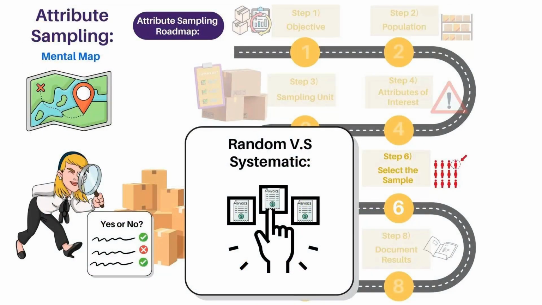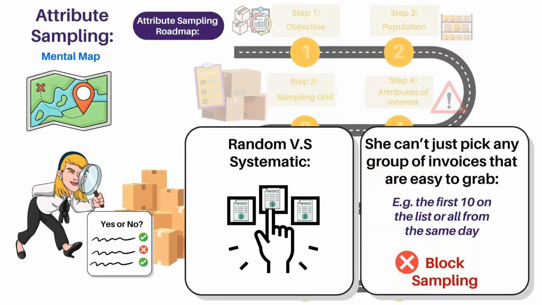So in step six, we need to select the sample. Now it's time for Detective Lucy to actually choose which invoices she's going to review. She can't just pick any group of invoices that are easy to grab, like the first 10 on the list, or all from the same day. That's called block sampling, and it's not allowed because it might miss patterns or problems that happen in other parts of the year or across different types of invoices.